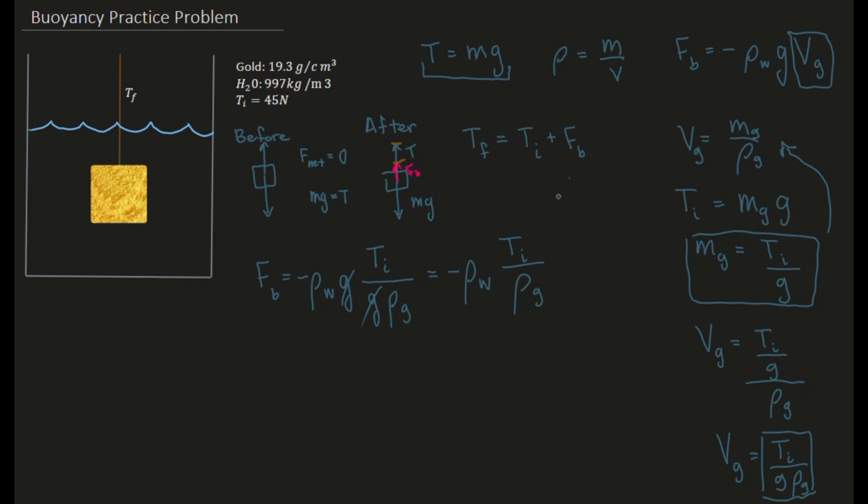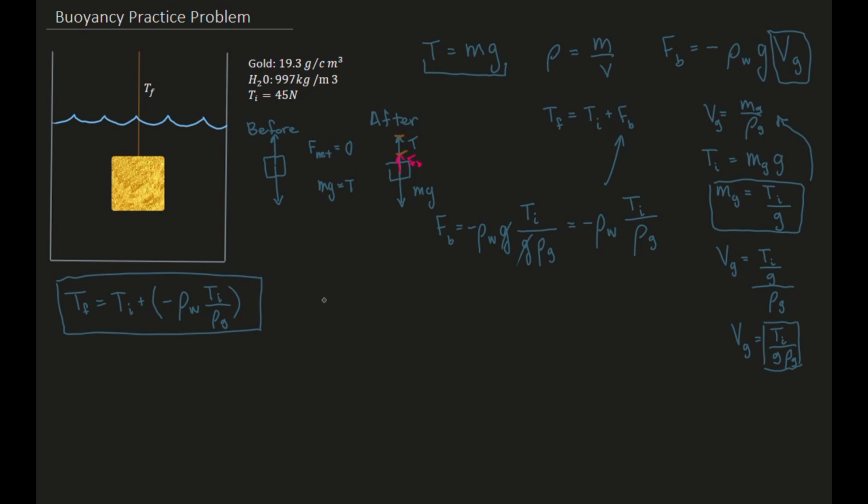So we're kind of going all over the place here, but our final tension is going to be that initial tension plus, I'm going to put it all in parentheses, the negative density of water times the initial tension over the density of the gold. And this is going to give us our final tension. So let's actually calculate that. We're going to have to do one more step before we calculate it.